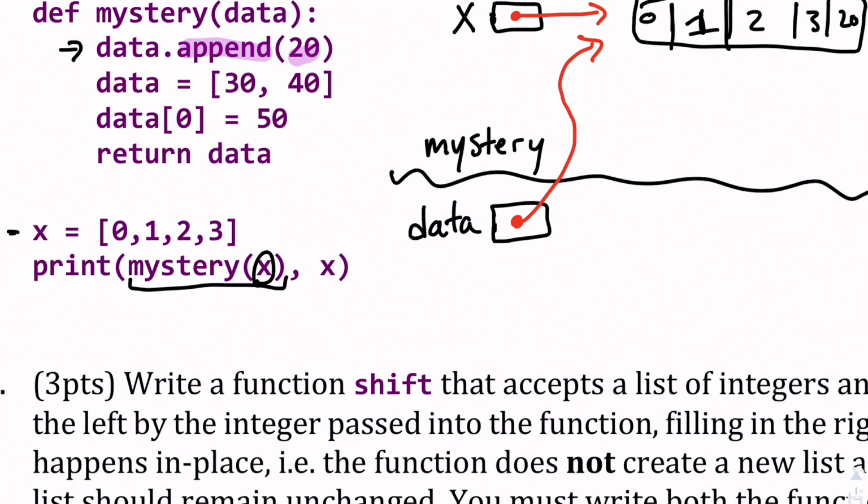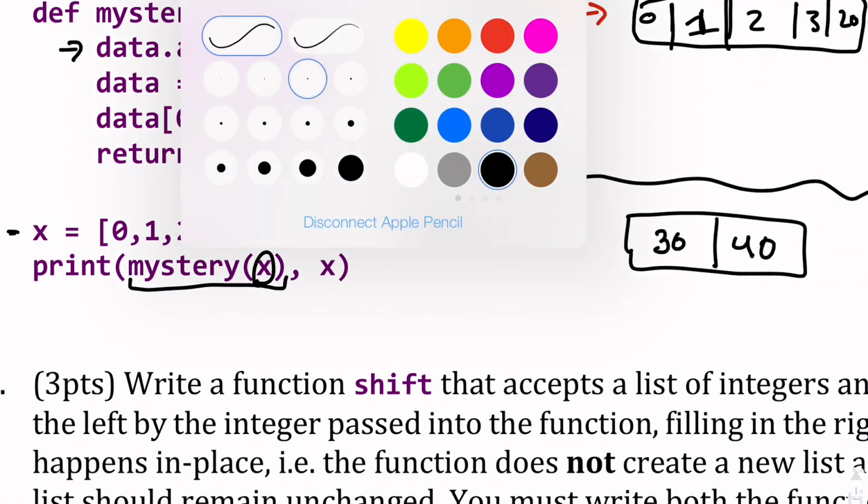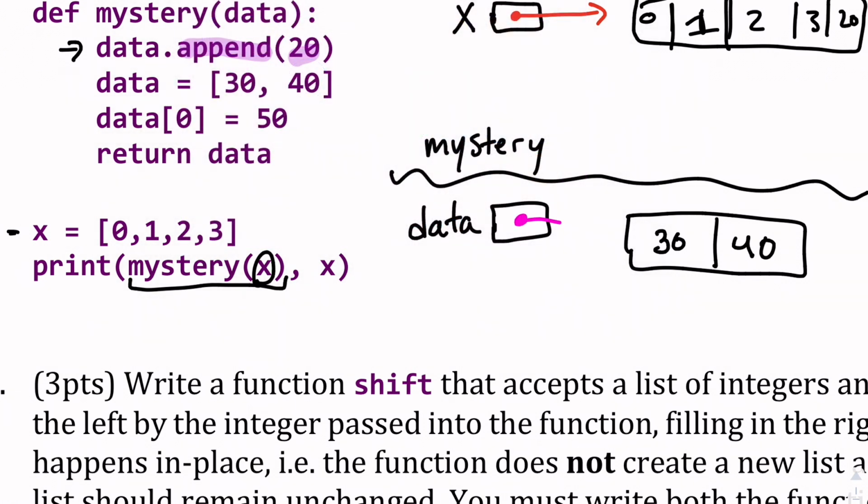Now data equals [30, 40]. When I do an assignment, it means I break the alias. So the alias is broken. We're no longer pointing to the list that existed outside of this scope. Instead, we generate a brand new list within scope that has the numbers 30 and 40 in it. And data is now a reference to this list.